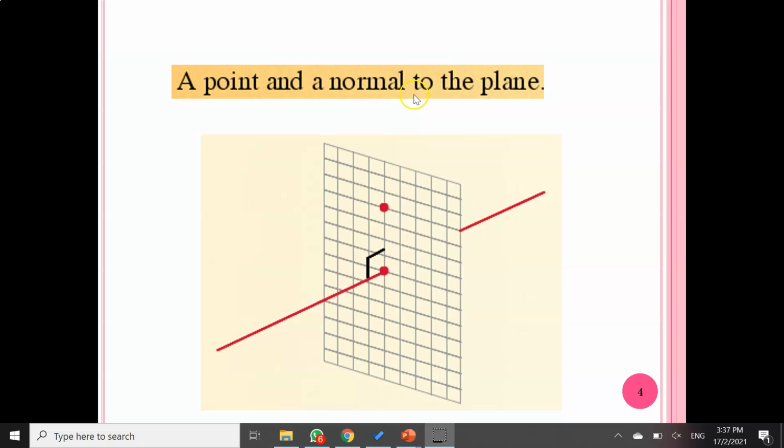The normal to the plane is always 90 degrees. Dia selalunya 90 darjah dengan kamu punya satah. And if you have any point somewhere around here on your plane, let's say this is a point, and this is a normal to the plane. So this is what you need to know regarding the application of vectors in geometry.